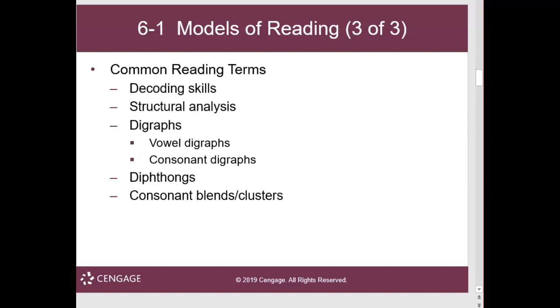Okay, some other things we want to think about: decoding skills, breaking down an unknown word into phonemes and syllables. So really looking at breaking things down again. Structural analysis. This is more sophisticated than decoding, and refers to breaking down an unknown word into prefixes and suffixes, right? So kind of what's at the beginning of the word, what's at the end of the word, and then breaking down some of those larger words into syllables.